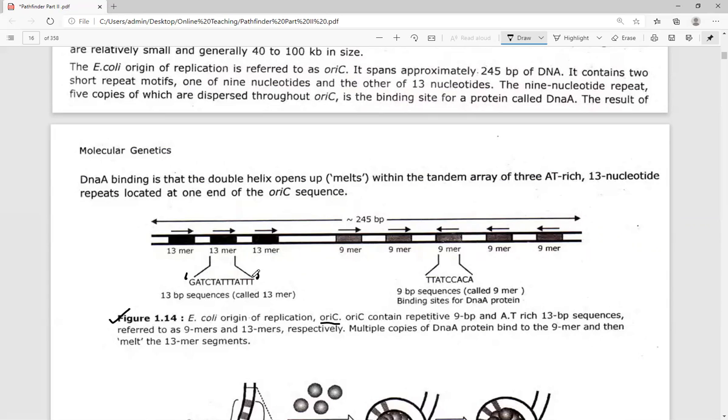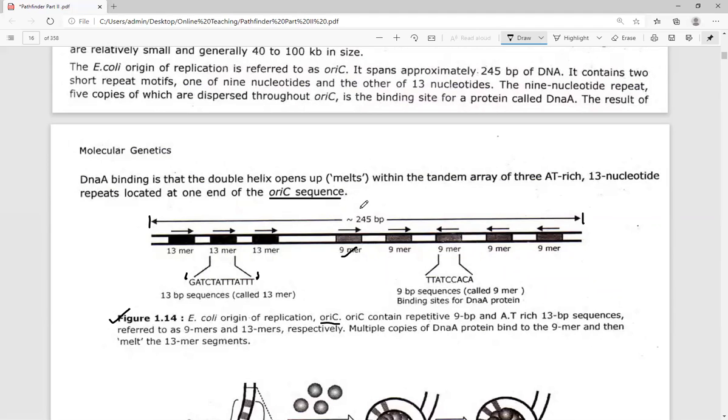In the case of the E. coli genome, there are two different types of conserved sequences. One is called the 13-mer sequence, and another is called the 9-mer sequence. This is the origin of replication in E. coli, called the oriC sequence.